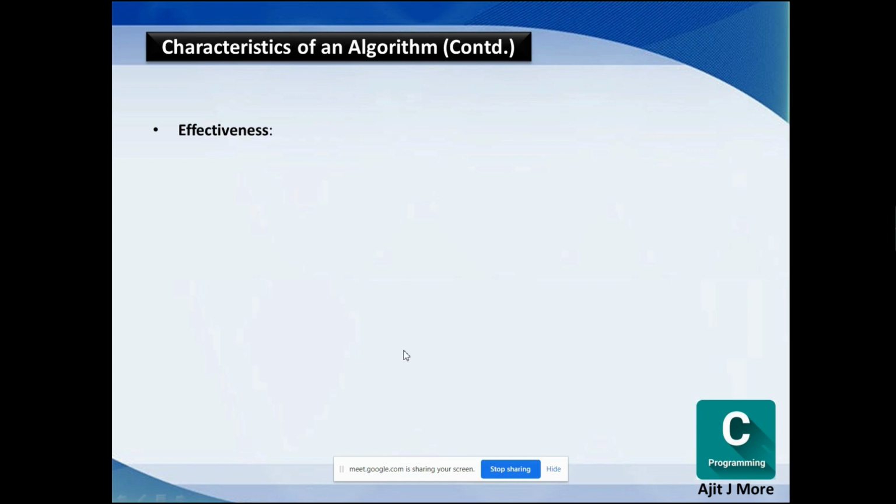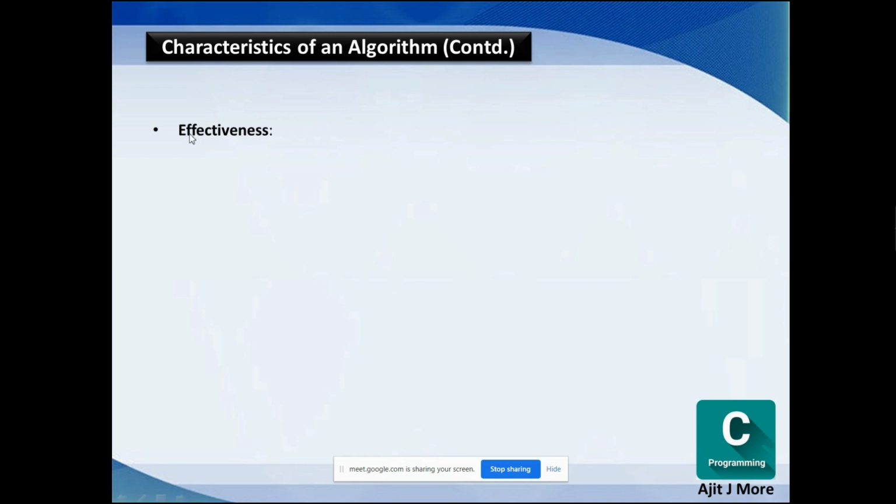Now you have written the steps. Like a simple algorithm for addition of two numbers: read a, read b, then add a to b, store it in c, then print c, and then stop. Where you have written the sequence. Now you take some sample input and try to check these steps, whether all the steps are going fine or not.